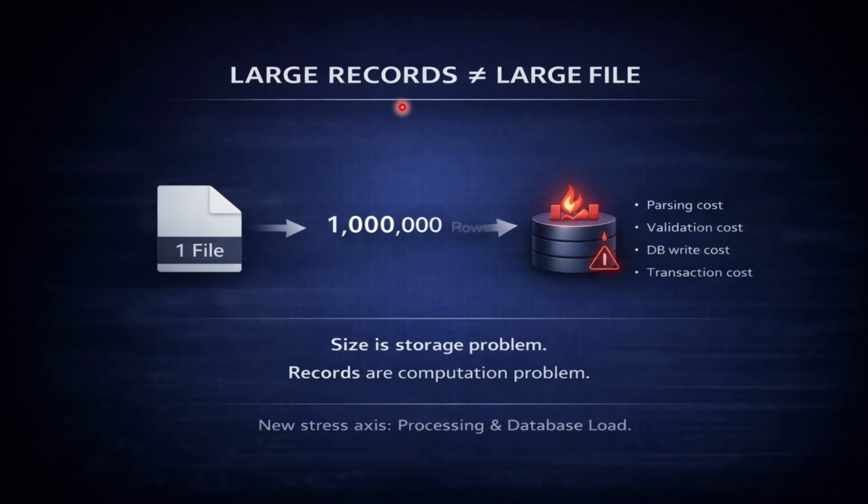Large record is not equal to large file, right? Large record means, if you look at this CSV file, let's say it is 200 MB, but it has got 1 million records. Memory is no longer the bottleneck here. Now this becomes a database problem where we have to parse, validate, and then write to the database. Transaction cost also comes into the picture. So that's why it is a completely different bottleneck.